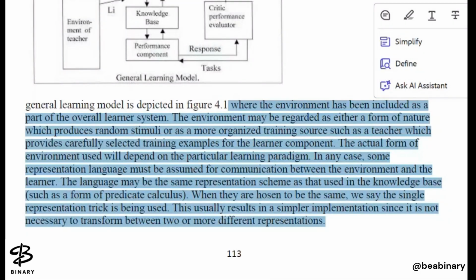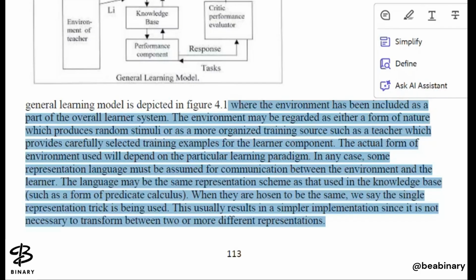And the environment must be regarded as either a form of nature which produces random stimuli, or as a more organized training source such as a teacher, which provides carefully selected training examples for the learner component. So here we are talking about learning by advice also. The actual form of environment used will depend on the particular learning style.